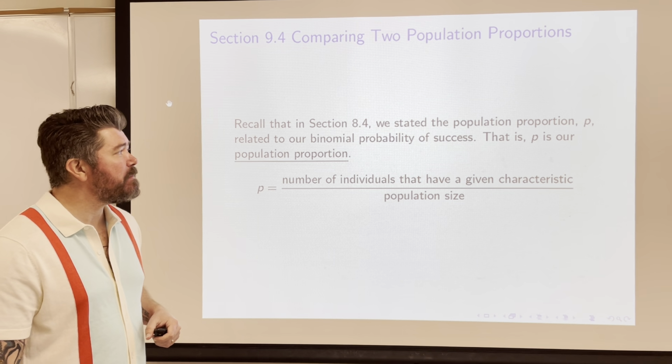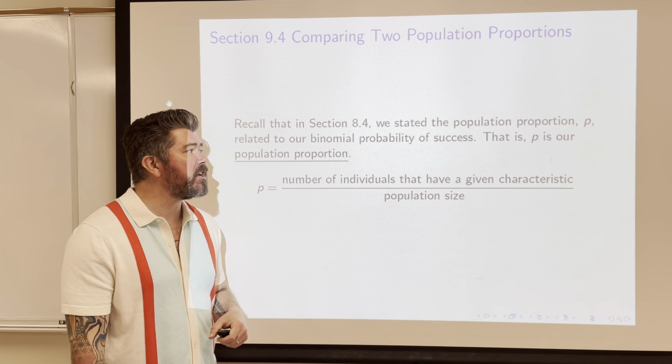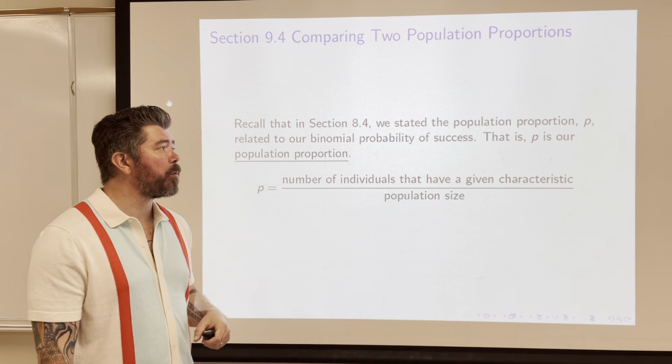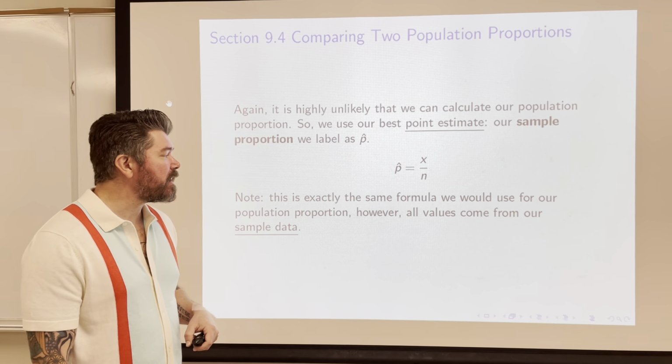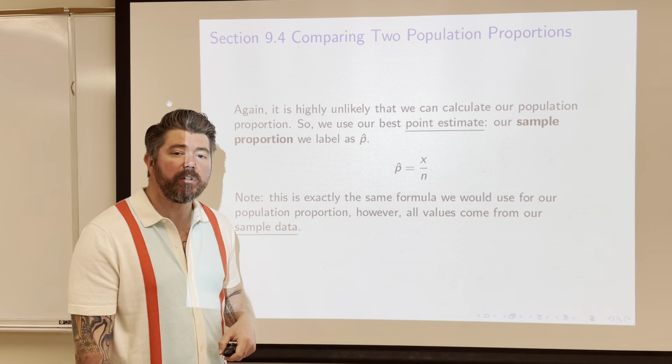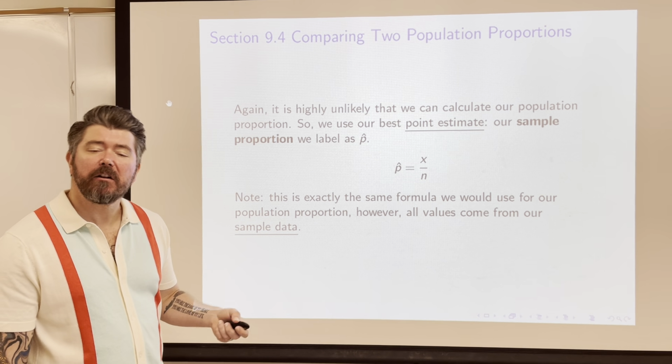Recall that in section 8.4, we stated that the population proportion P relates to our binomial probability of success. Again, it is highly unlikely that we can calculate our population proportion. So we use our best point estimate, our sample proportion, and we label this as our p hat. Note, this is exactly the same formula we would use for our population proportion. However, all values come from our sample data instead of our population data.